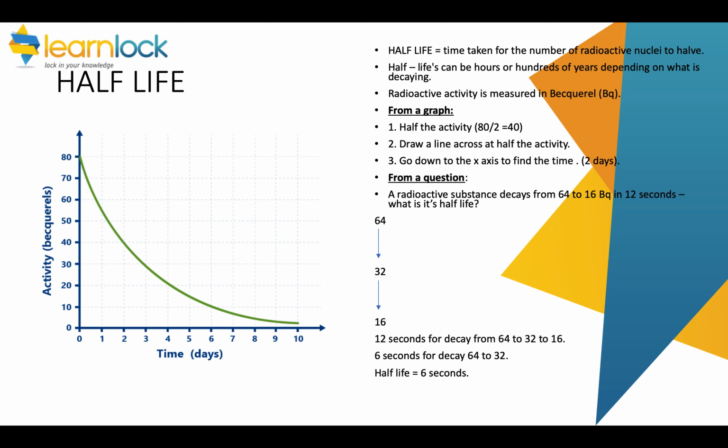Now, you need to know how to find the half-life, either from a graph or from a question. So from a graph, as shown here, if you had to find the half-life of this substance, you would look at the activity, which says 80, and halve that. So you'd go to 40, and then you'd go across and then find the time, so 2 days. And then you can do that again, so go from 40 down to 20, and that should go to 4 days. So the half-life is 2 days.